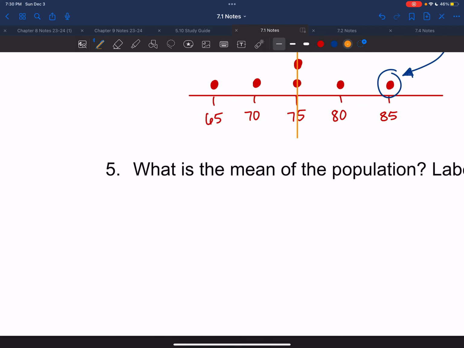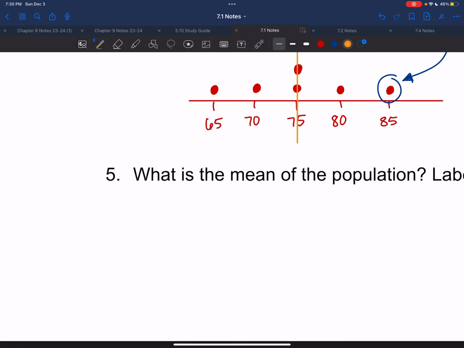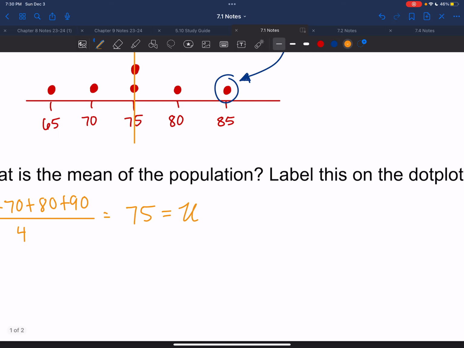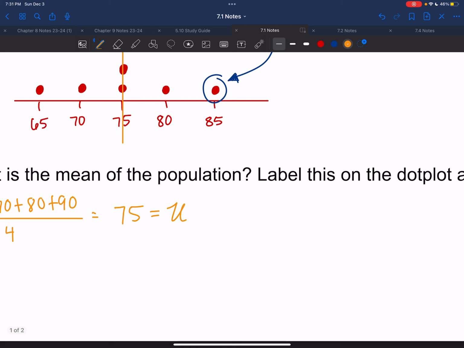But if we were to actually calculate it, we would do 60 plus 70 plus 80 plus 90 divided by 4. Those are all of our individuals in the population. We would get 75 as our population mean. And we usually use mu as our symbol for that. So this is our population mean.